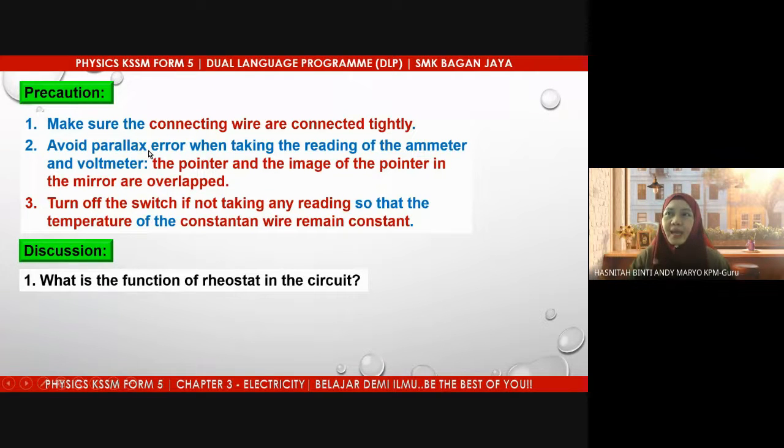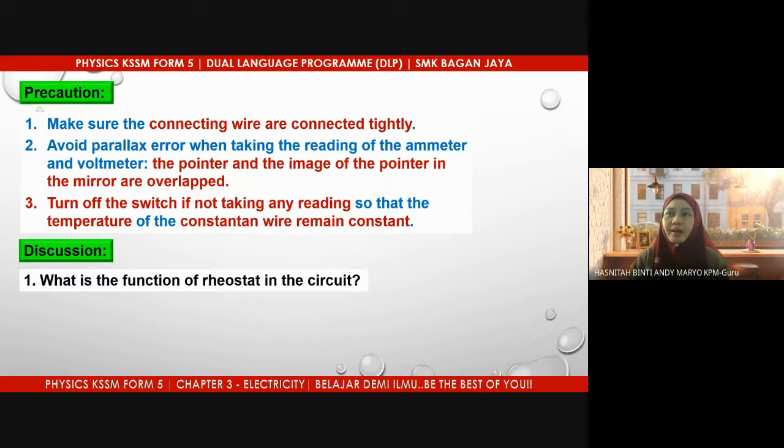Or you can say, avoid parallax error when taking the reading of the ammeter and voltmeter by seeing the pointer and the image are overlapped. Meaning when you take the reading, your eyes must be exactly on top of the pointer, not reading from the left side or from the right side. Okay, so this is to avoid parallax error.